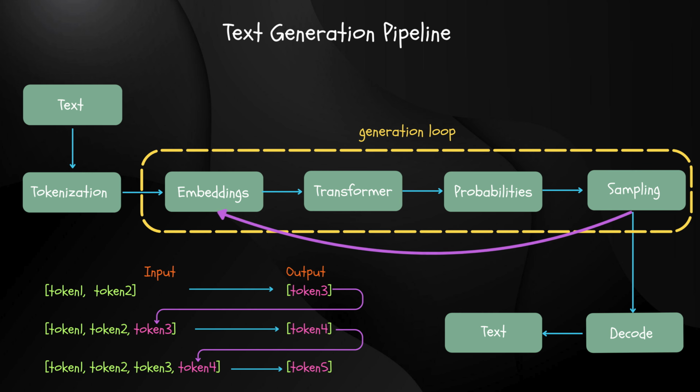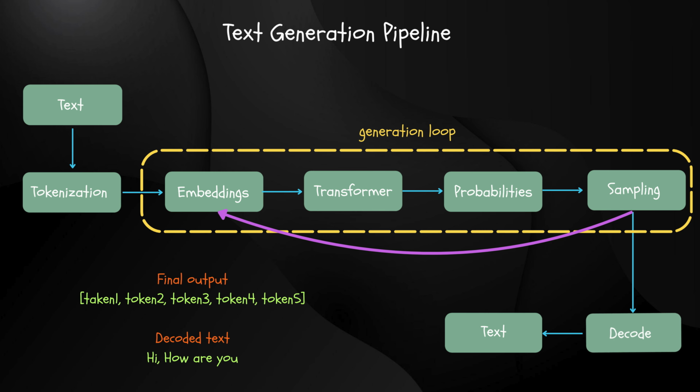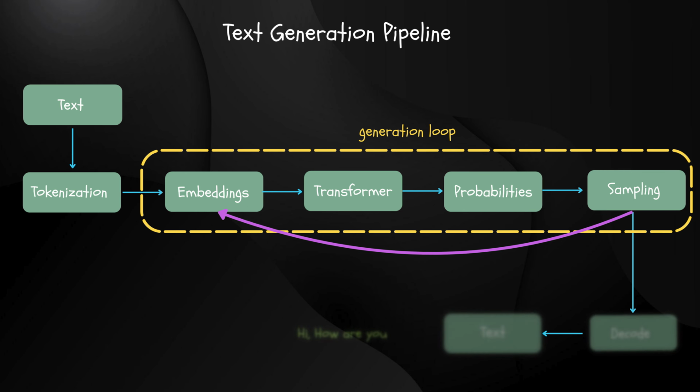Only after all the tokens have been generated are they converted back into human-readable text. This final step is called decoding, and what ultimately appears on your screen as a sentence, a paragraph, or even an entire essay is simply the result of this process repeating hundreds or sometimes thousands of times at incredible speed. Now that we have the big picture, let's open up this pipeline and understand exactly what's happening at each step.